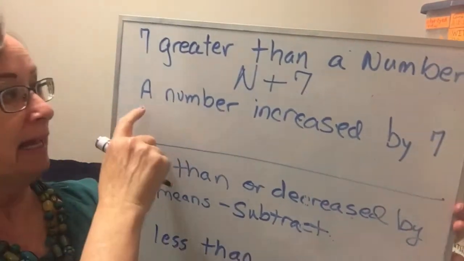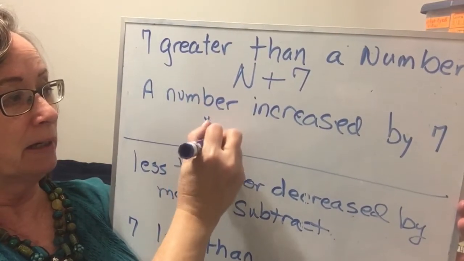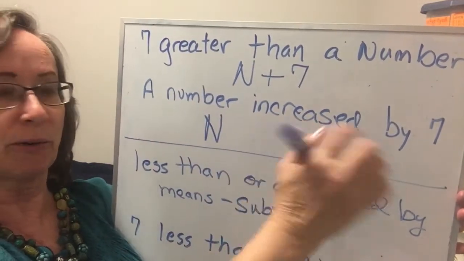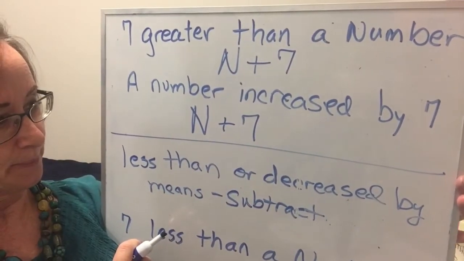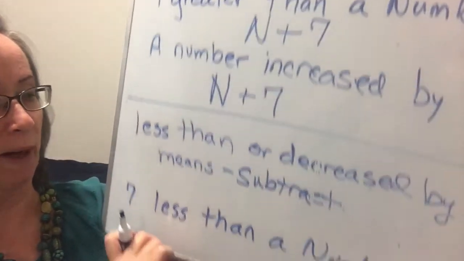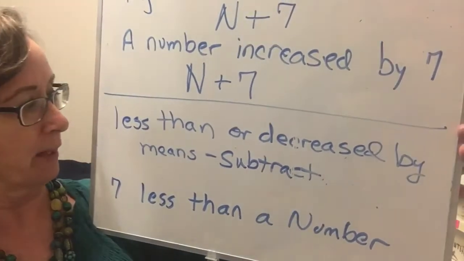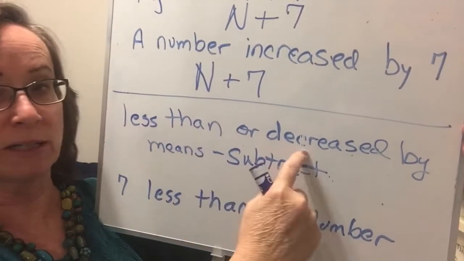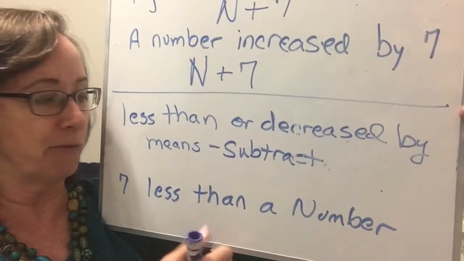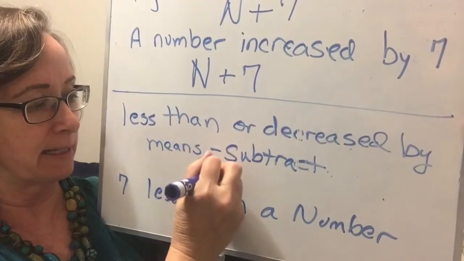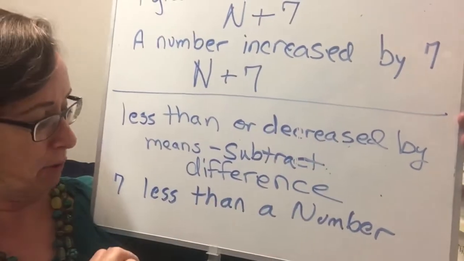Okay, and then a number increased by 7 is going to be a number. We start with the number and then we increase it by 7, which means we're adding 7 to it. So these are all words that you need to become familiar with so that you will consistently choose the correct algebraic phrase for it. So now we're talking about less than or decreased by. So now we're talking about subtraction. And the key word for subtraction is difference. Okay, so we're going to talk about some phrases that mean subtraction.